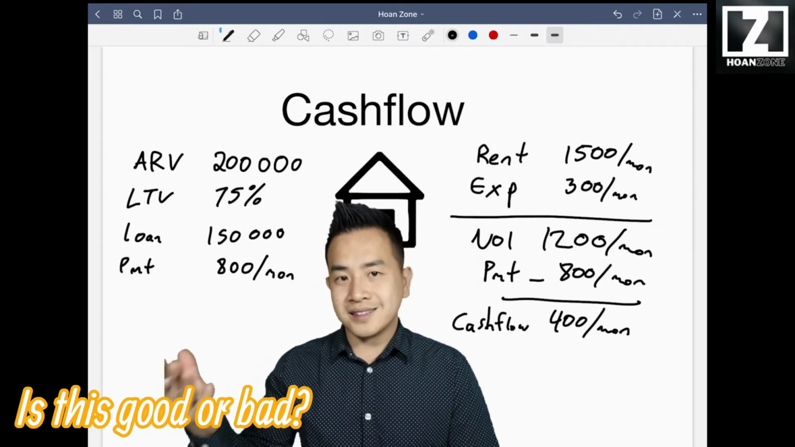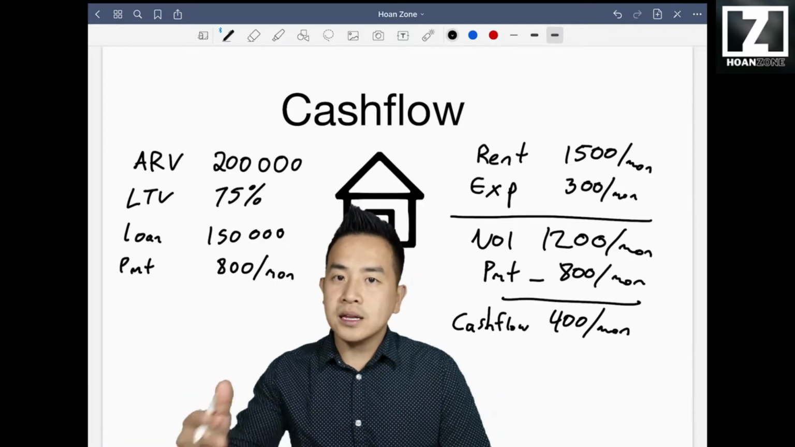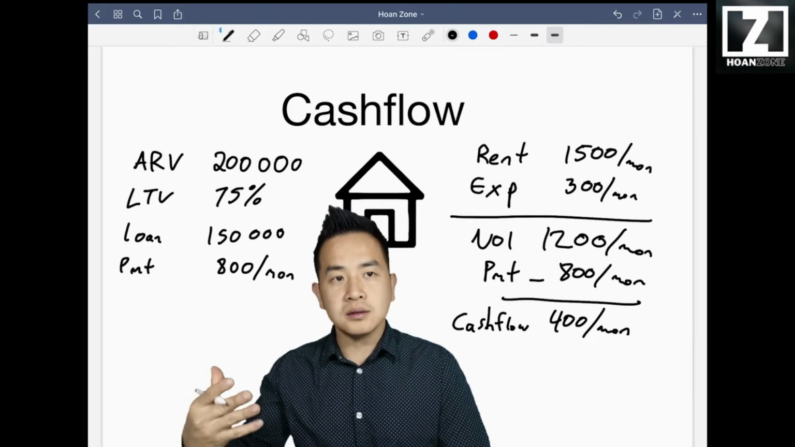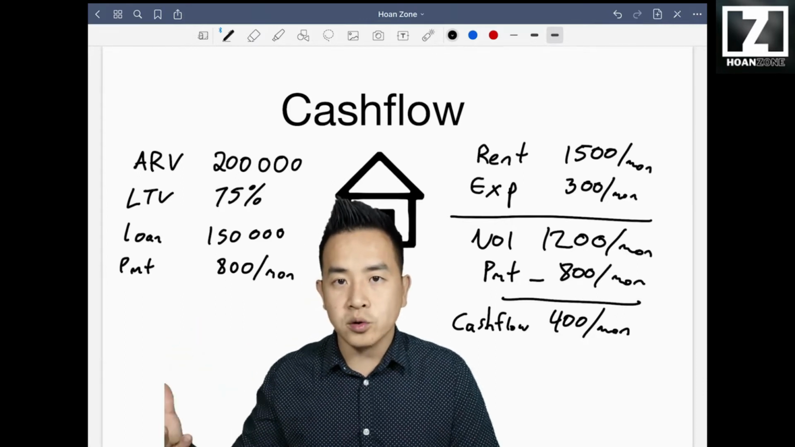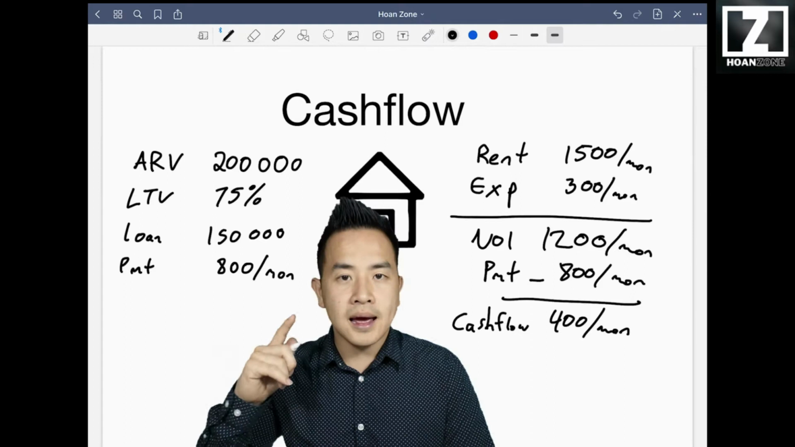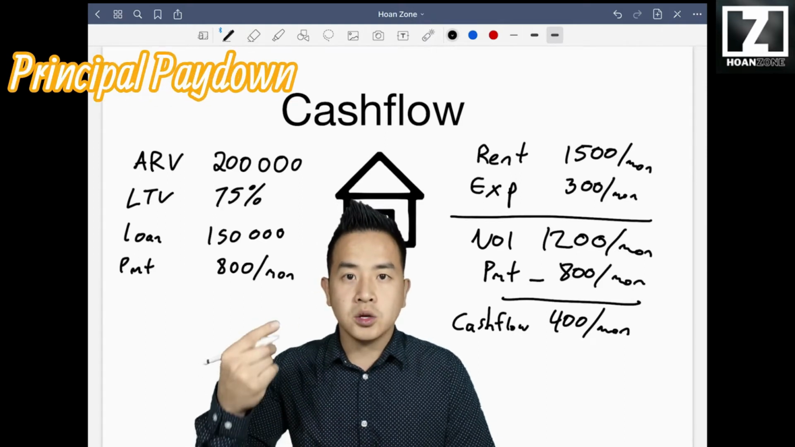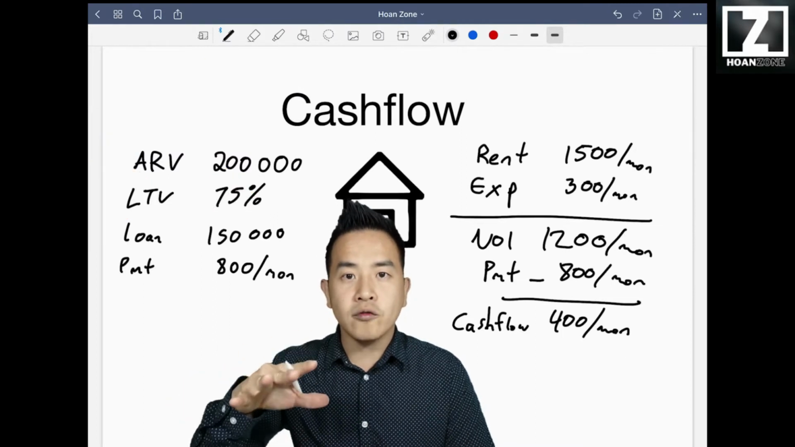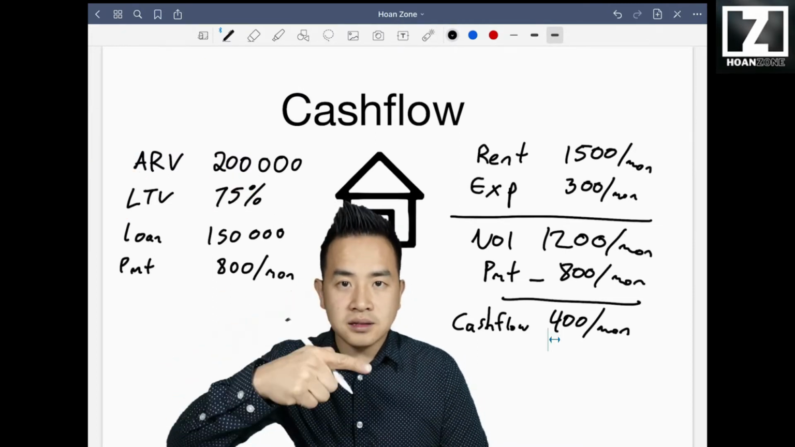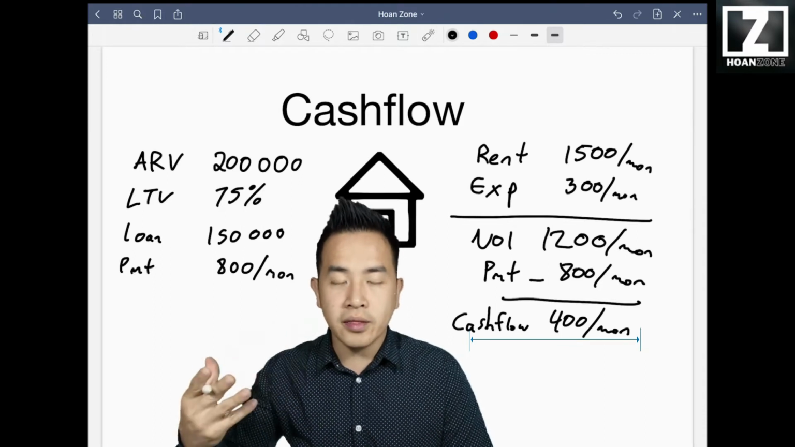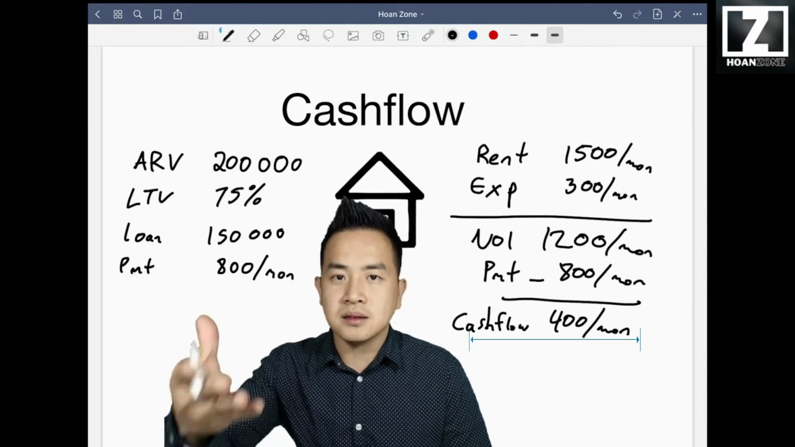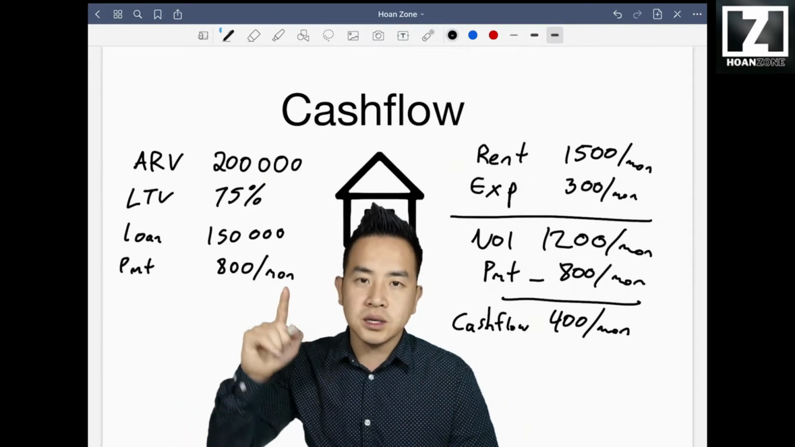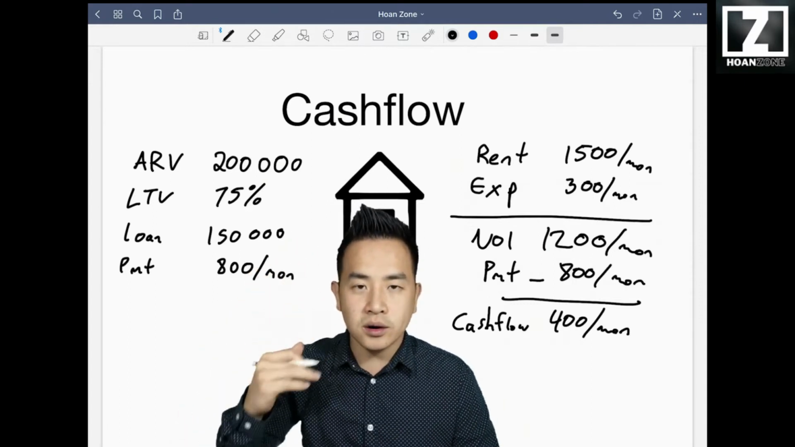Now the question is, is this good or bad? That really depends on you. This is a personal rule. You have to figure out what your personal rule is. $400 a month, is that worth your time and effort to buy this property? And let's not forget, you have principal pay down. You also have appreciation and the tax benefits of depreciation. I go over that in another video. But this here is $400 per month. That might be good, that might be bad, but that's up to you to decide. Create a personal rule for yourself, and then you will see whether or not this passes your own cash flow rule.